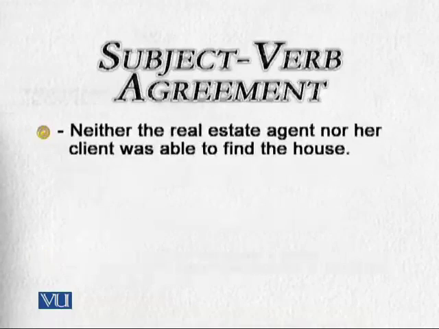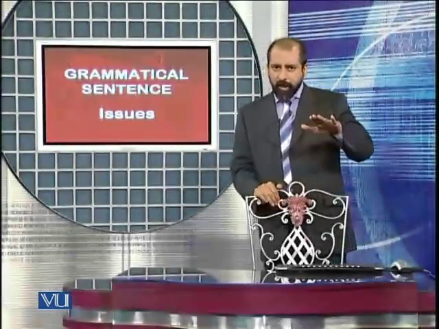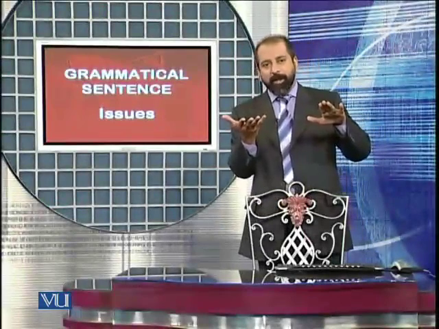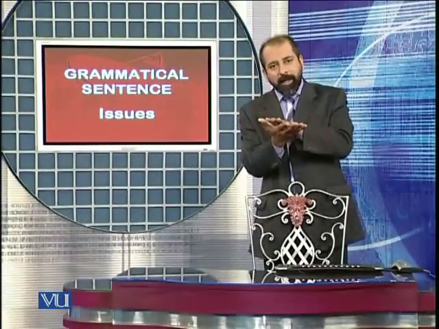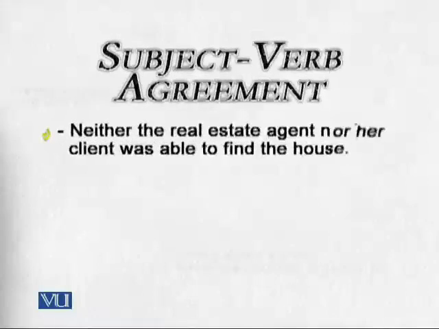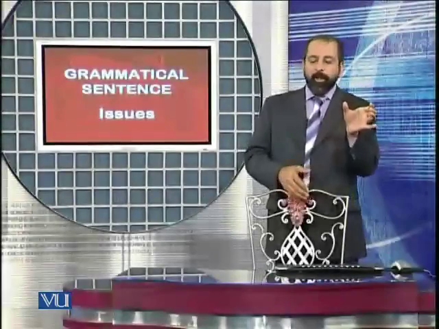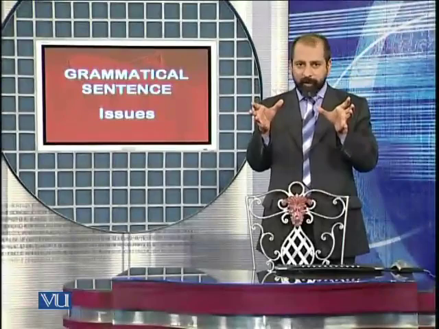See the next sentence, neither the real estate agent nor her clients. Now, the real estate agent is singular, nor her clients. Now, clients is plural. And then comes the verb. So, clients is nearer the verb, and clients is going to decide the verb. Clients is plural, verb is going to be plural. Check the sentence. Neither the real estate agent nor her clients were, not was, were. Why? Because clients is plural, and clients are going to choose the verb, plural subject, plural verb.